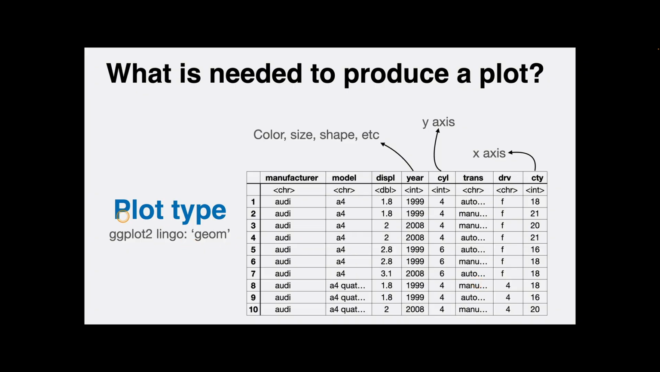Now that you've mapped different aspects of your data to the aesthetics of the plot, it's time to actually tell ggplot2 what kind of plot type you want. In ggplot2 language, that's called a geom or geometric shape. In other words, do you want a points plot or a bar plot or a histogram? So for example, we could specify that we want a geometric points plot. And now that we have our aesthetic mappings and our geom, we have our first ggplot.